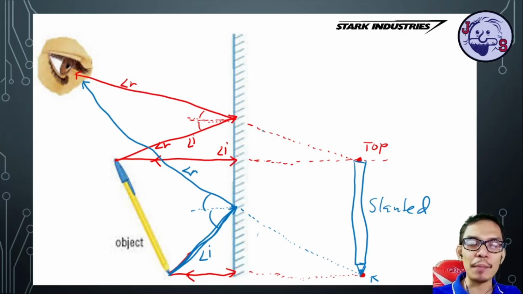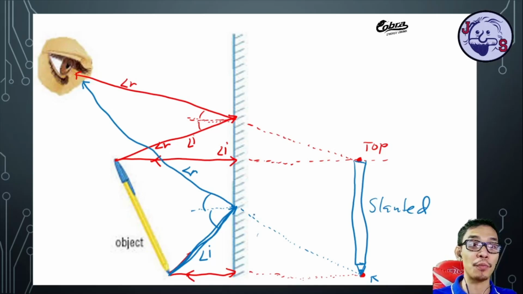Let's have the LOST. Location of the object: behind the mirror. Orientation: upright. Size of the object: same size. And we have the type of image, which is virtual.